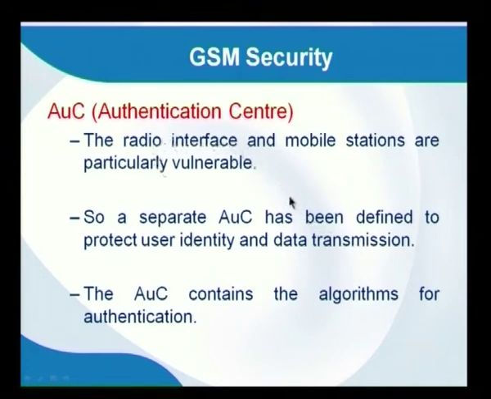The radio interface and mobile stations are particularly vulnerable. The users are connected with the cell phone tower through the radio link. So, that radio link is highly vulnerable because we cannot put the boundary to the radio signals. It can be penetrated. Unlike the guided media, we cannot guide the radio signals properly in a particular direction. So, it will keep on propagating through various directions. So, other hackers may hack the information. So they are specifying that the radio link is highly vulnerable.